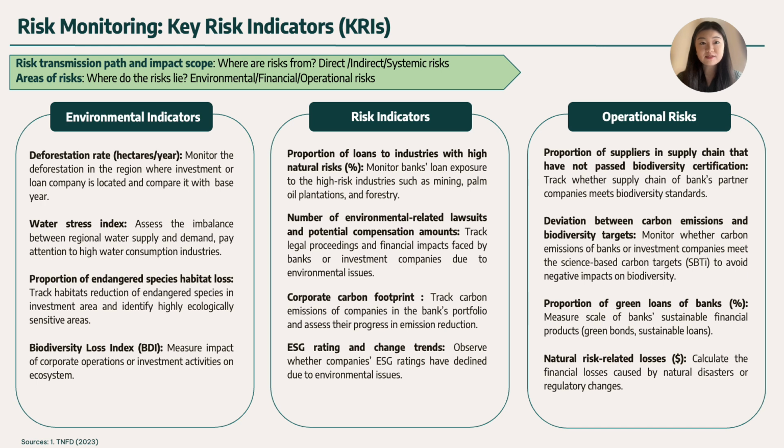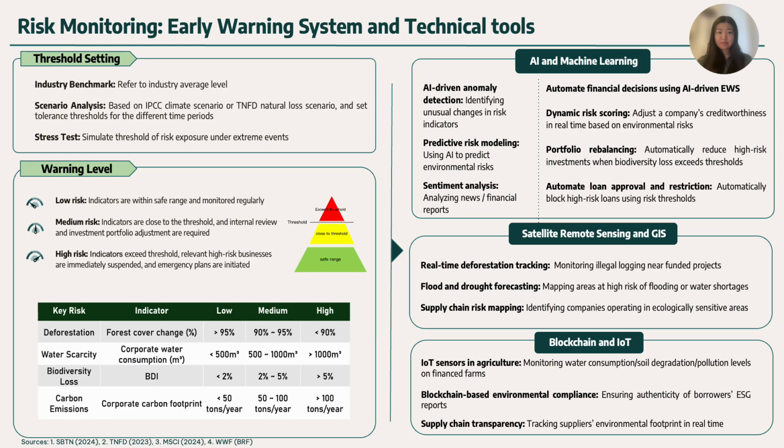Financial institutions need a robust risk monitoring system to effectively manage nature and biodiversity risks. To monitor them, we use KRIs. For example, water consumption detected through IoT sensors and blockchain identifies high-risk industry. ESG rating and change trends track companies whose sustainability performance declines due to environmental violations. Nature risk-related financial losses measure the financial impact of natural disasters or regulatory penalties on banks' portfolios. Additionally, ENCORE heat maps help prioritize KRI tracking. Sectors flagged as high risk in ENCORE should receive priority in monitoring.